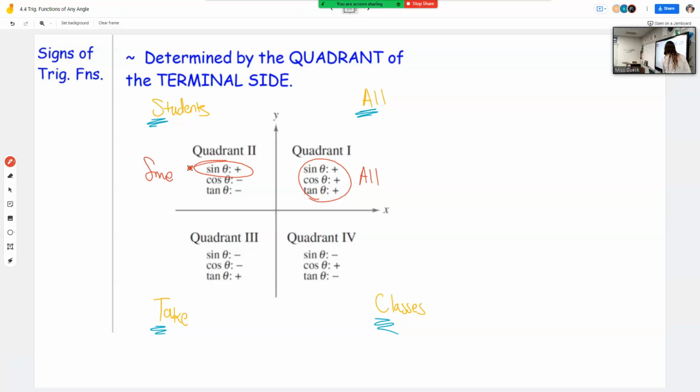How about the third one? Tangent. Tangent is going to be positive. Why? Because those are negative, so he's positive. Who's his reciprocal then? Cotangent.